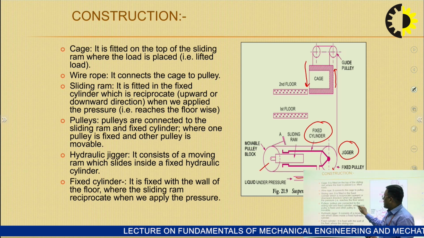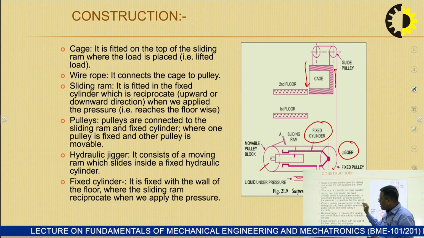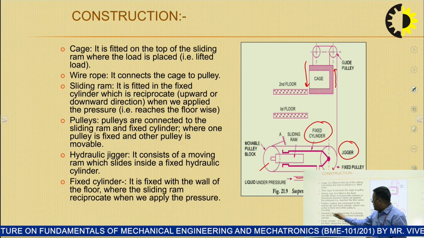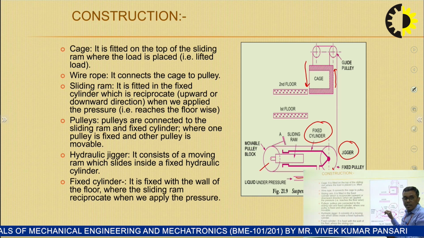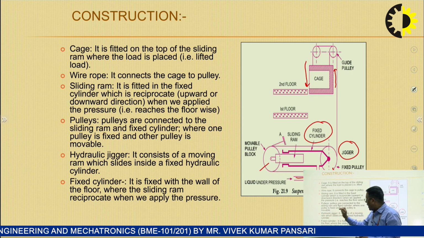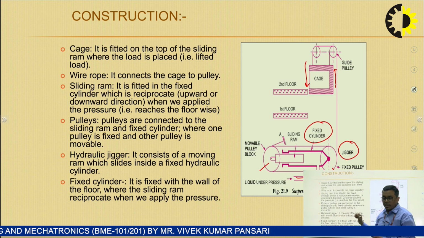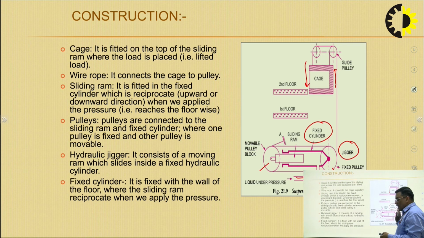Pulleys are connected to the sliding ram and fixed cylinder, where one pulley is fixed and the other is movable. Hydraulic jigger, as I told, the movable pulley, fixed cylinder and sliding ram, all these make the complete arrangement known as the hydraulic jigger. And the fixed cylinder is where the high pressure fluid is coming and the ram is getting reciprocated.